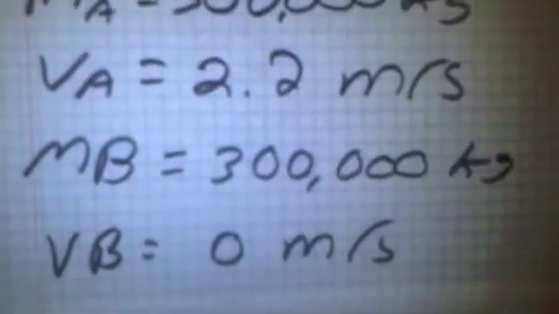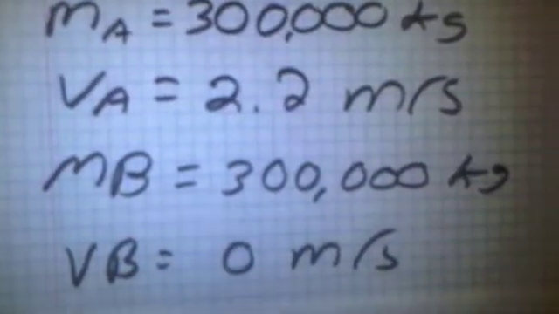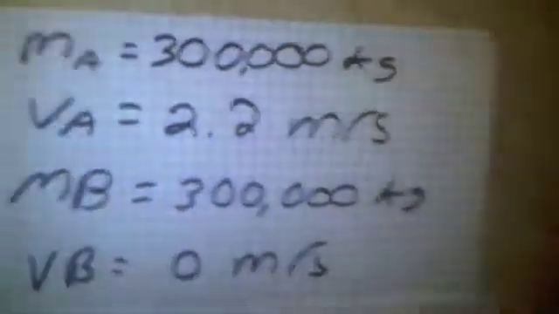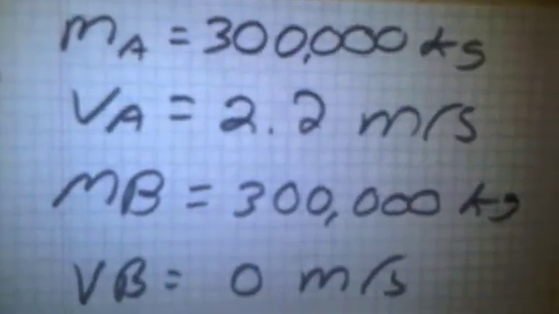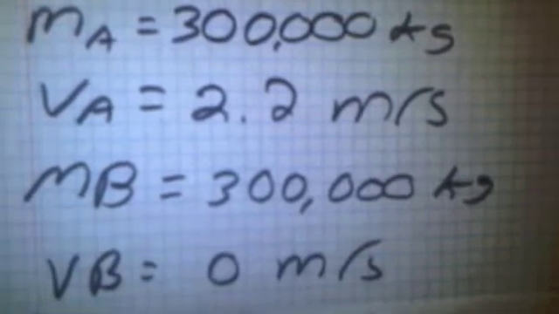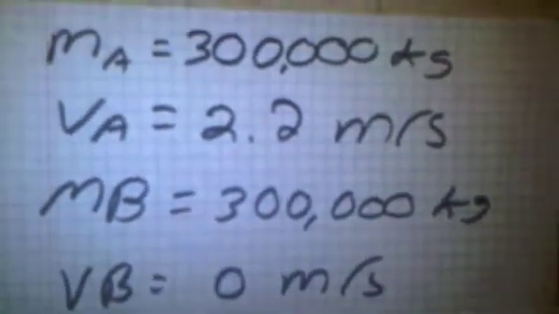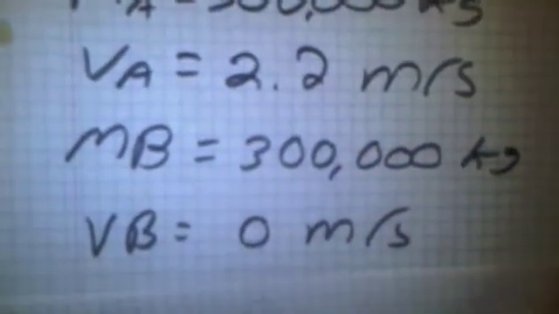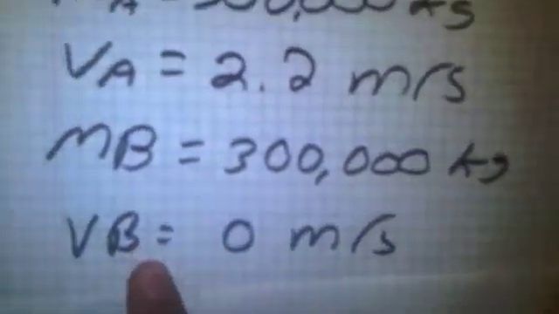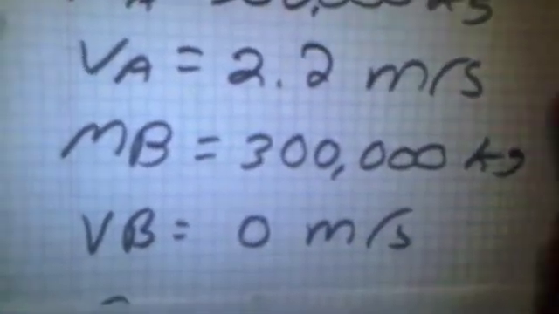Right now, we are going to explain the situation of the law of conservation of momentum. The problem says, 2 freight cars, each with a mass of 3.10 to the 5th kilograms, collide. One was initially moving at 2.2 meters per second. The other was at rest. They stick together. What is their final speed?